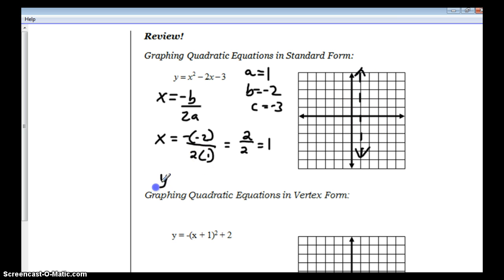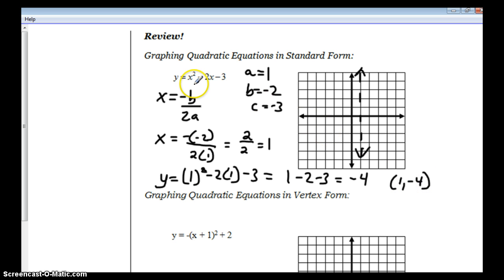To find our y value of the vertex, because it's somewhere on this axis of symmetry, we're going to substitute in 1 for x into our equation. So 1 squared minus 2 times 1 minus 3. So 1 squared is 1. And then minus 2 times 1 is -2. And then minus 3 would be equal to -4. So our vertex would be at (1, -4).